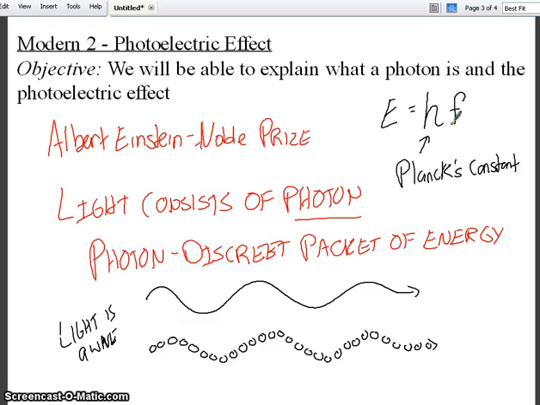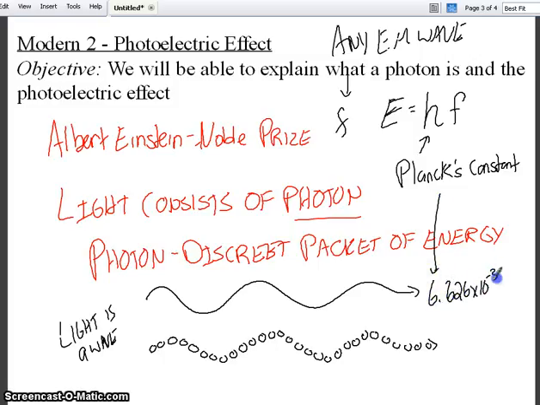We know that any EM wave has a frequency. It doesn't have to be visible light. And all these EM waves are going to be in discrete packets of energy that are defined as this number times f. Planck's constant is 6.626 times 10 to the negative 34 joule-seconds. If h is in joule-seconds and frequency is 1 over seconds, those cancel out and give us joules.